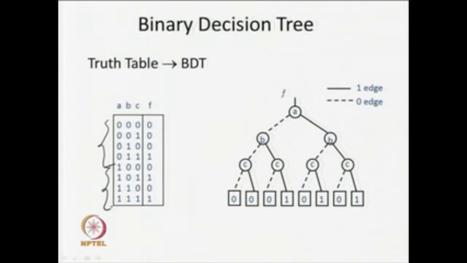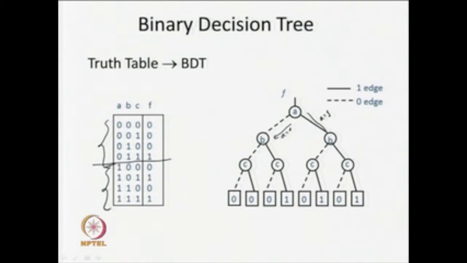So, here I am representing one non-terminal node labeled with A, that means I am going to take a decision on A. When A is equal to 0, I will follow this particular dashed line. When A is equal to 1, then I will follow this particular solid line. Okay. Now, when I am taking a decision on A, either I am coming to this part or this part. So, the remaining portion will depend on B and C.